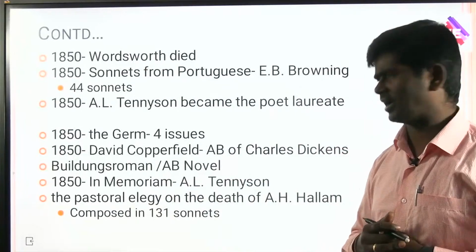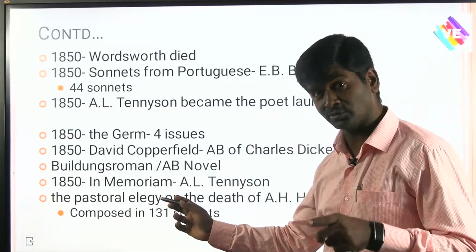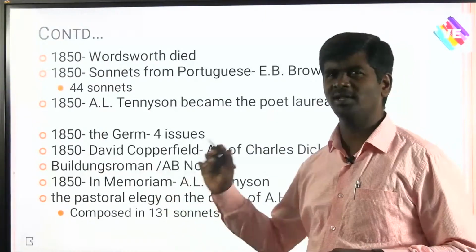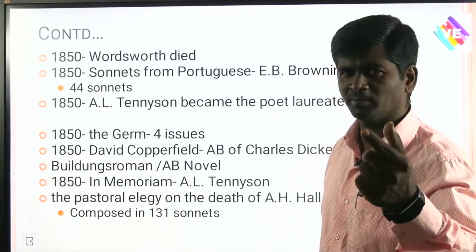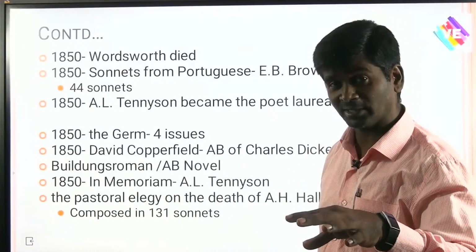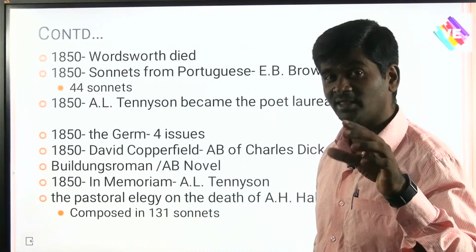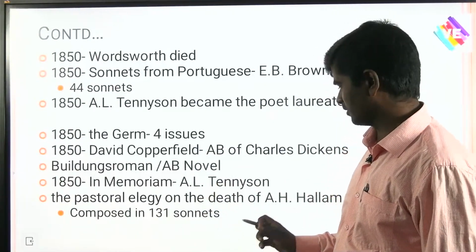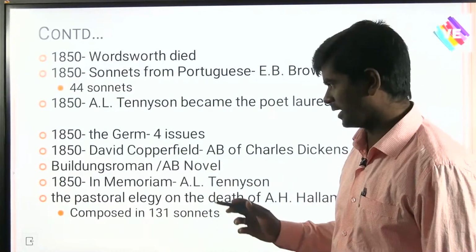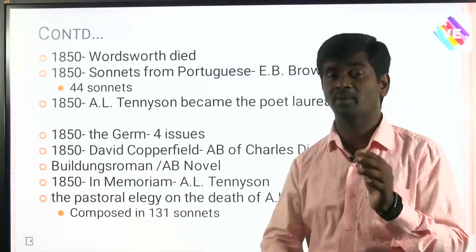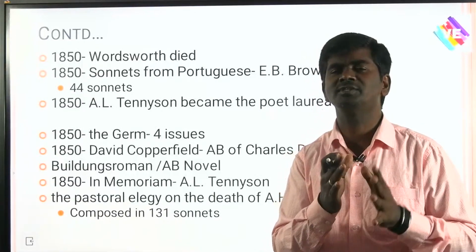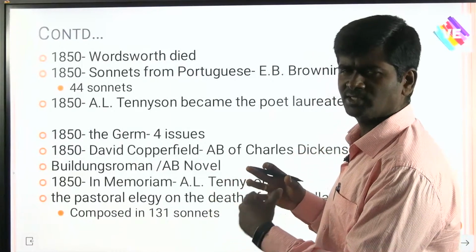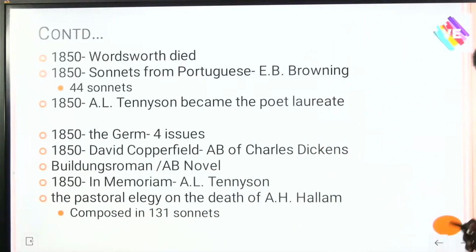1850, In Memoriam, friends. And this is a popular example for sonnet cycle or sonnet sequence, composed by Alfred Tennyson. The pastoral elegy. Elegy refers to a poem that is composed on the death, and the pastoral elegy refers to a poem that is composed on the death of an important person. This is the small change. So this is an example for pastoral elegy on the death of Arthur Henry Hallam, and composed in 131 sonnets from 1833 to 1850. And Alfred Tennyson took more than 17 years to compose these 131 sonnets.